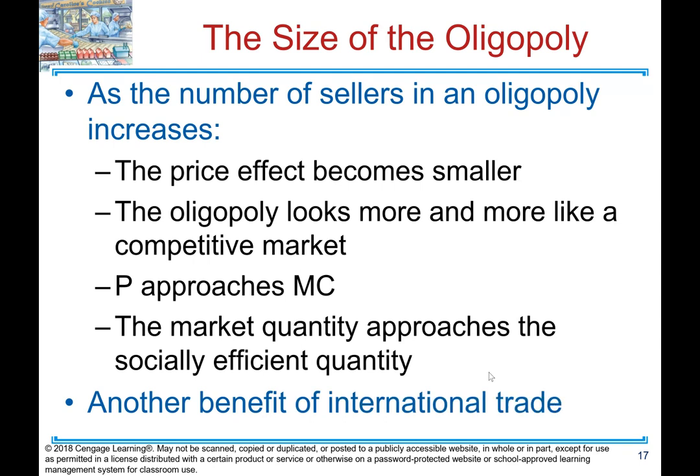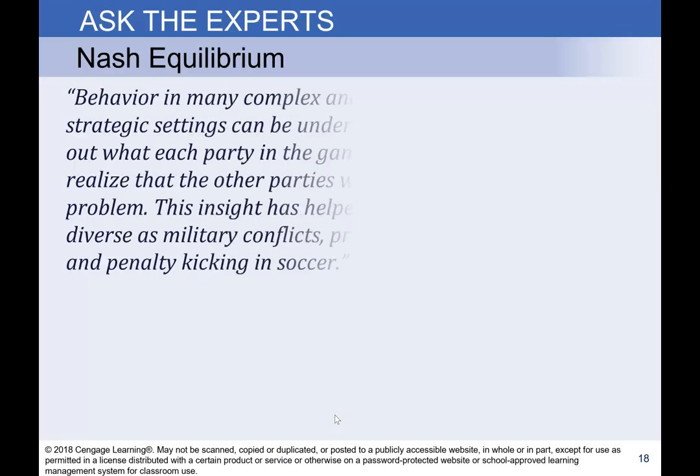The size of the oligopoly. As the number of sellers in an oligopoly increases, the price effect becomes smaller. The oligopoly looks more and more like a competitive market. Price approaches marginal cost. The market quantity approaches the socially efficient quantity. Another benefit of international trade in this case.